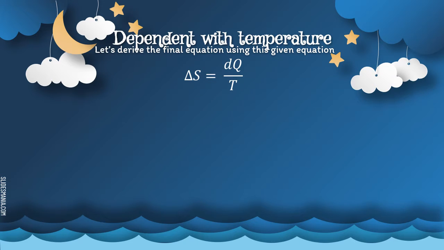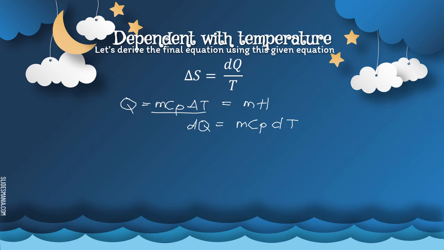Let's derive our equation. Here we have delta S is equal to delta Q over T. What are the formulas that could be used to calculate Q? We have mCp delta T and/or m times the enthalpy of vaporization or enthalpy of fusion. Since this time we are calculating dependence on temperature, we will be using this equation. Therefore, dQ will be equal to mCp dT.